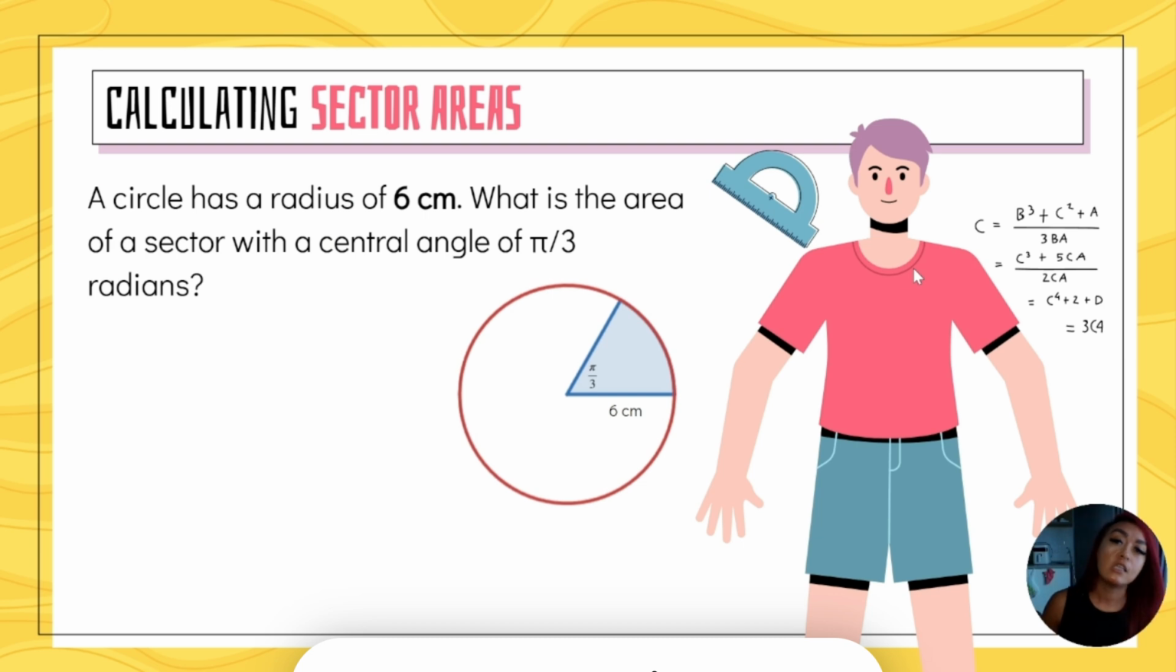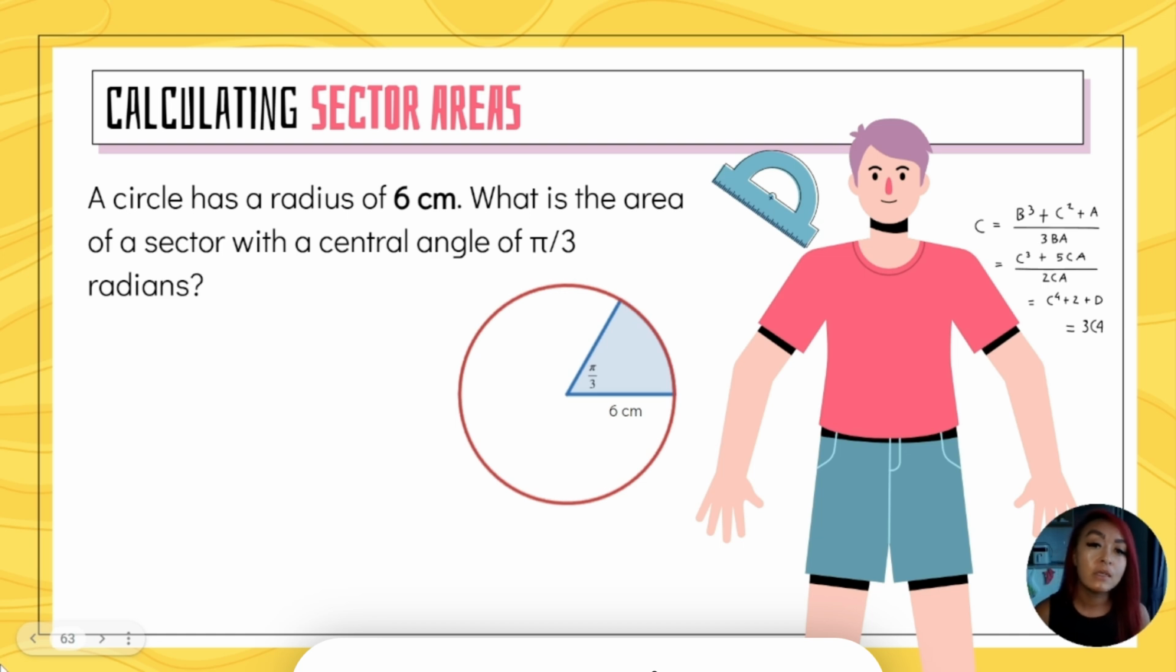So let's take a look at an example. A circle has a radius of 6 centimeters. What is the area of a sector with a central angle of pi over 3 radians? right? So we just did problems similar to this.